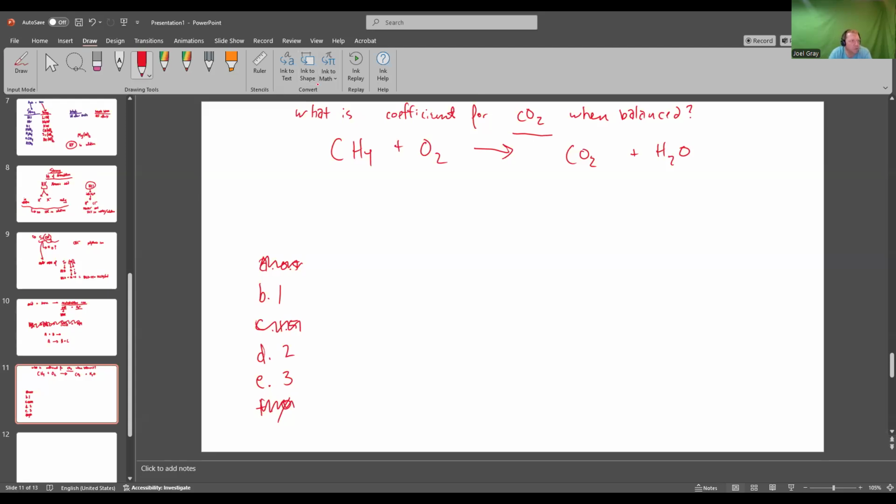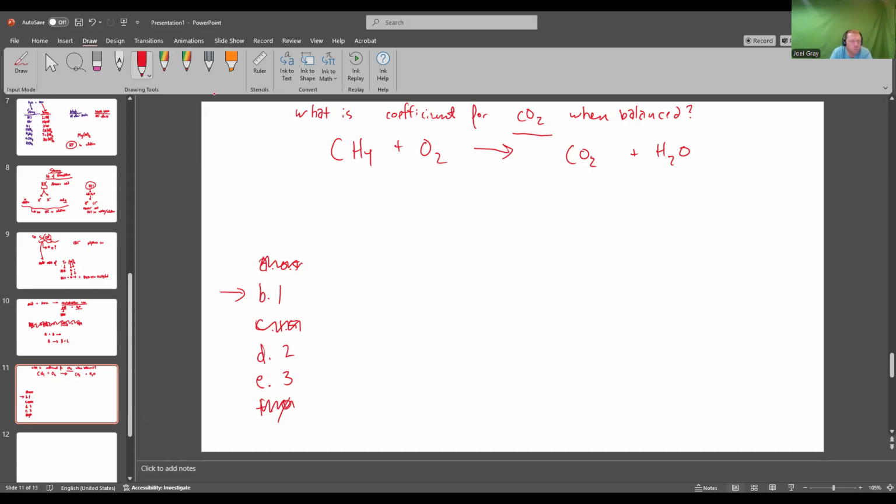Now, considering that, if we look at answer option B, that says 1. 1 in front of CO2. Our reaction as it stands right now, is it balanced? It's not. But does that mean we can rule out 1 as the answer option? No, we can't. Okay, so let's go ahead and work through this, and then we'll pivot and play around with it.